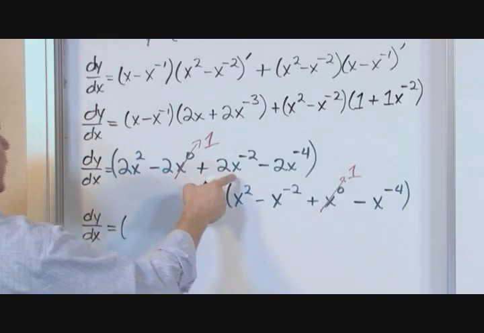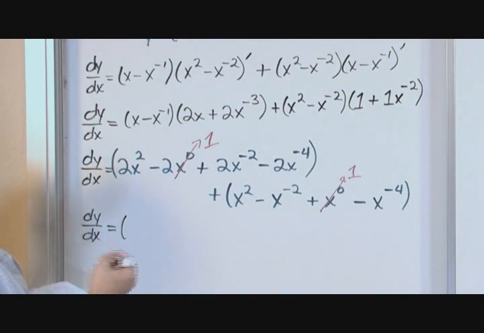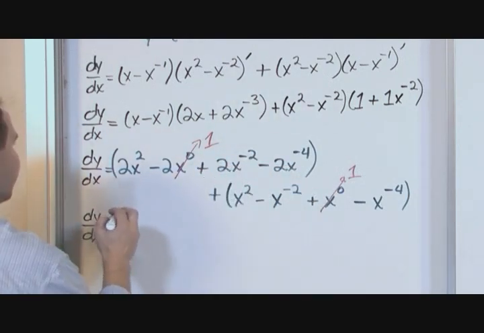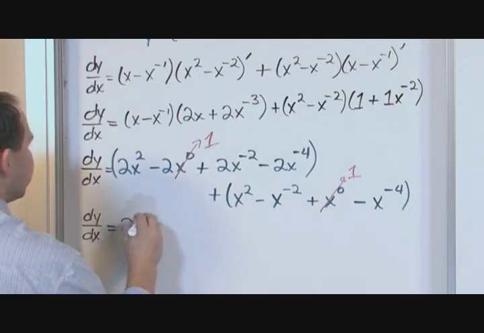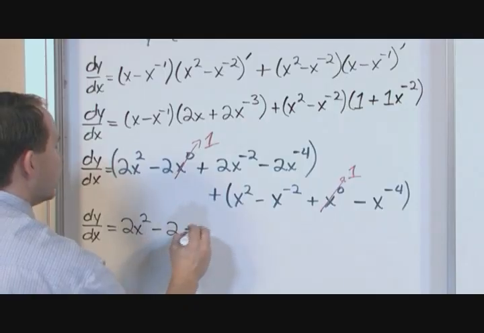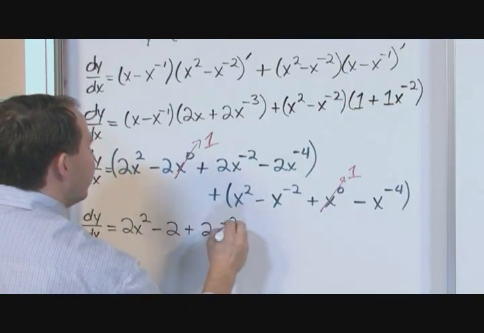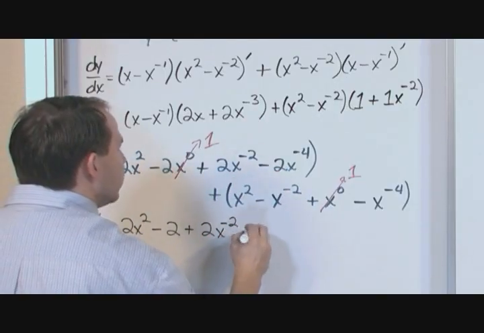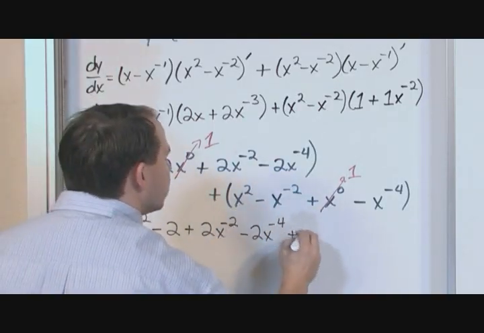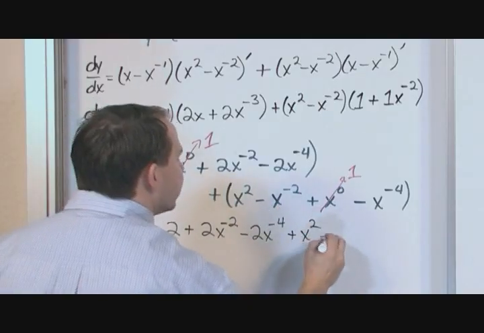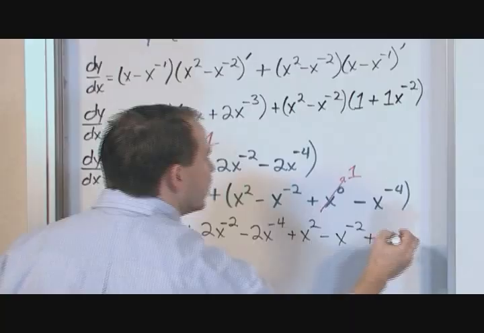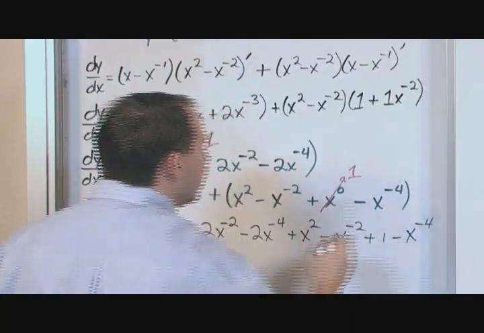I can't really combine those. So actually I changed my strategy a little bit. Since I can't combine anything in here, I'm going to write it all out and then we'll simplify it in a minute. So I'll have 2x squared minus 2, because this is times 1, plus 2x to the minus 2 from here, minus 2x to the minus 4 from here, plus x squared, minus x to the minus 2, plus 1, minus x to the minus 4. And I barely fit it on there.